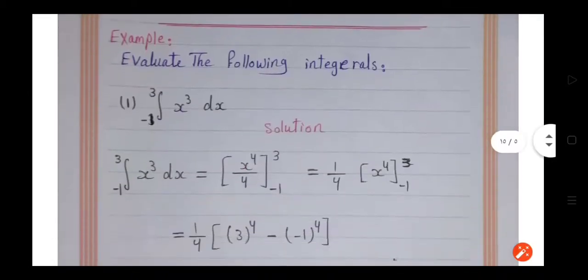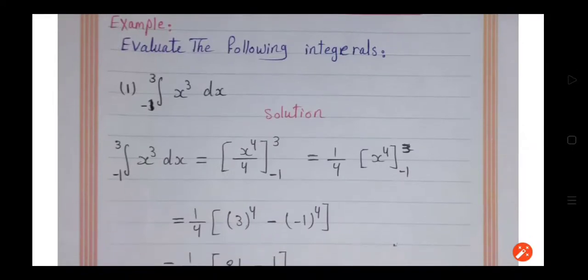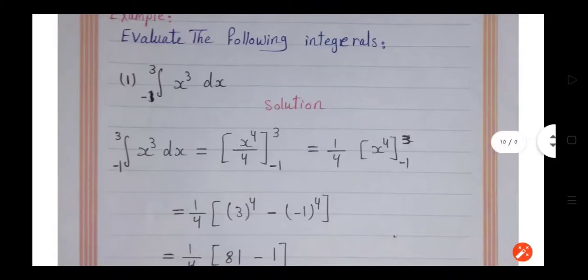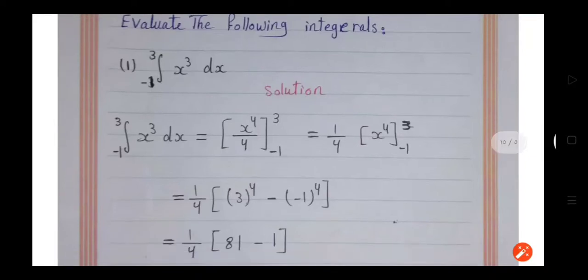Let's have some examples on definite integrals. First example, evaluate the following integral: integration of x cubed dx from negative 1 to 3. Notice that the limits are not equal and not opposite in sign. Now we use the two steps. First, we find the integration directly. Second, we substitute by the upper and lower limits.